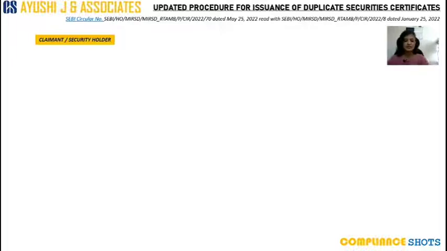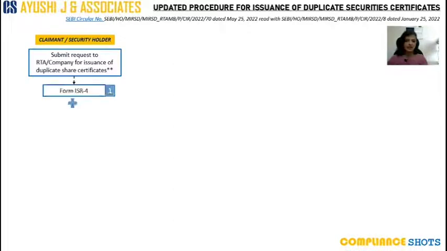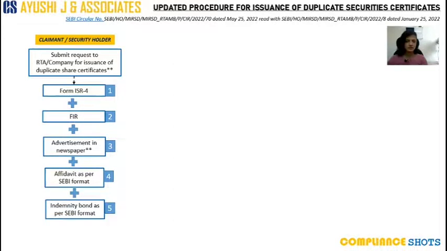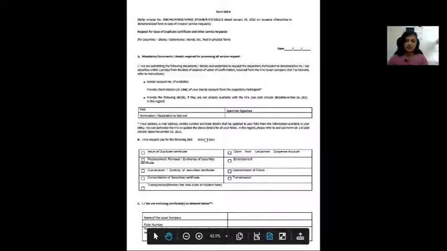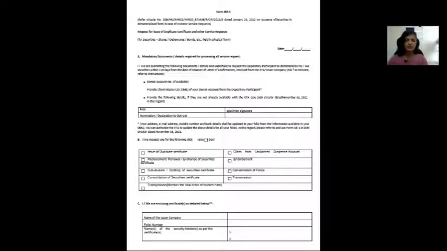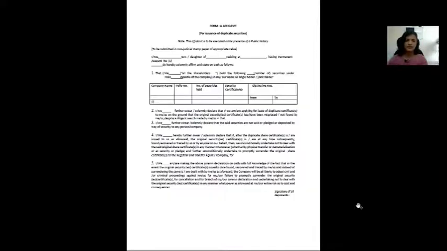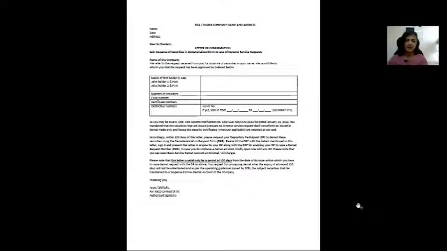The first step is that security holders shall submit Form ISR 4, that is the duplicate shares or security certificate request, along with a copy of FIR, an affidavit, indemnity bond, and advertisement in newspaper. Now let me show you these four formats as prescribed by SEBI. This is ISR 4, which is basically for two purposes: duplicate certificates and other service requests. This is the format for affidavit. This is the indemnity bond format. And lastly, this is the letter of confirmation format prescribed by SEBI.